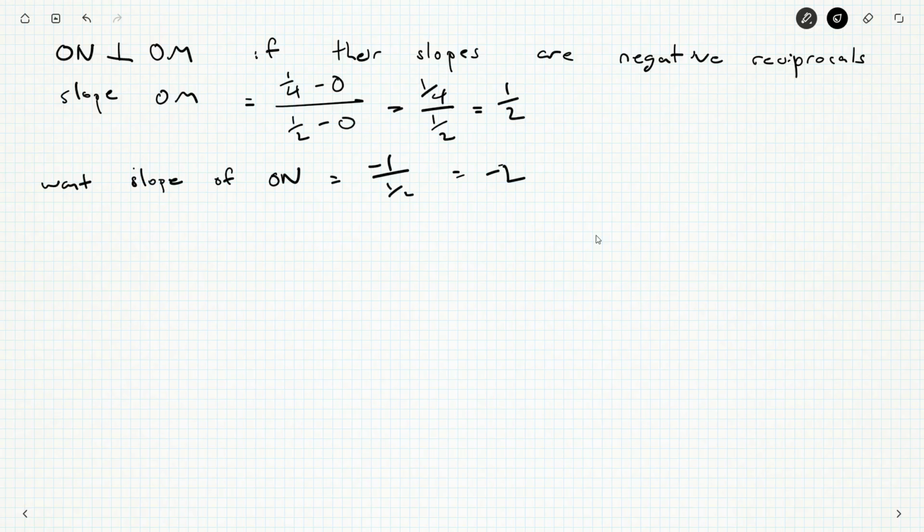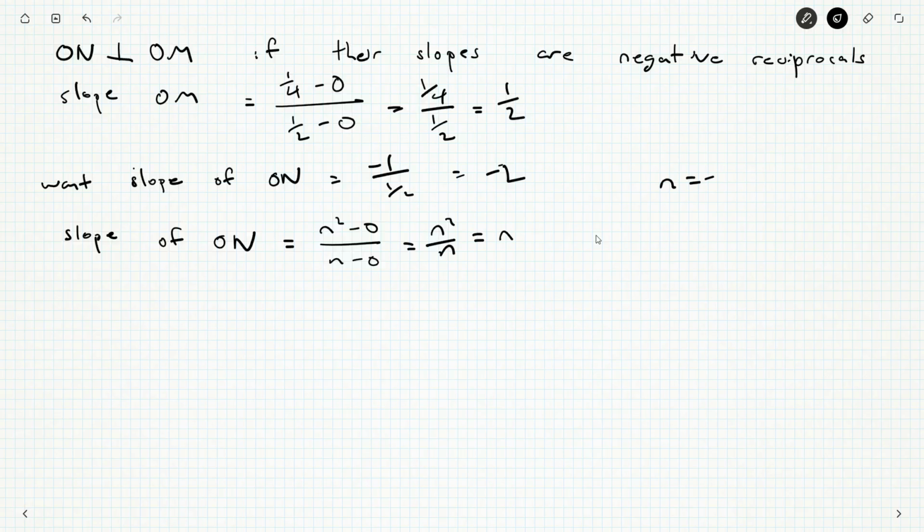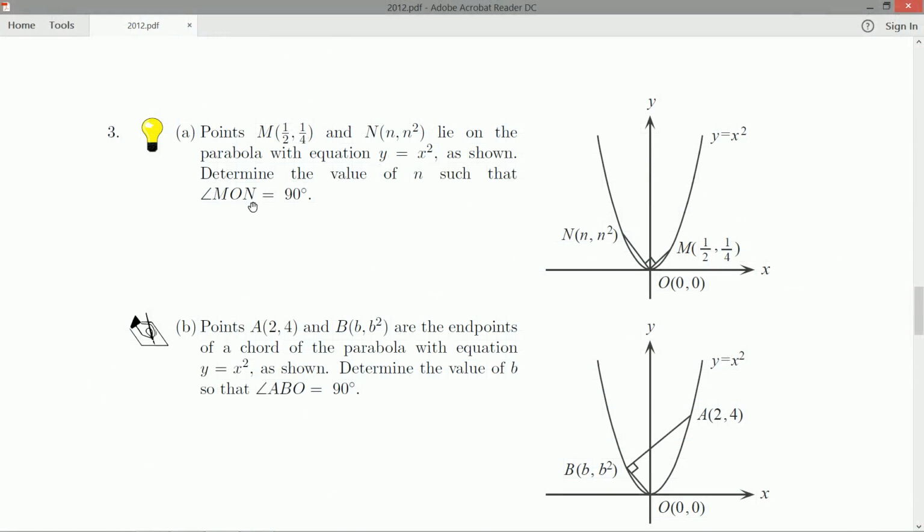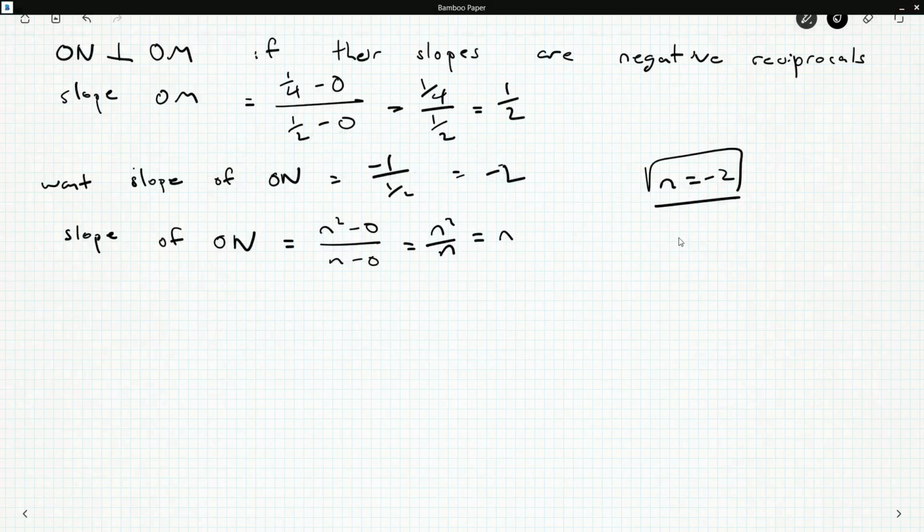What's the slope of ON? Well, again, rise over run. We get n squared over n, or n, so n is going to be -2. Now, did they just ask for n, or do they want the coordinates? What did they want? Determine the value of n so that MON gives us 90 degrees. Well, there we go. n is going to be -2.